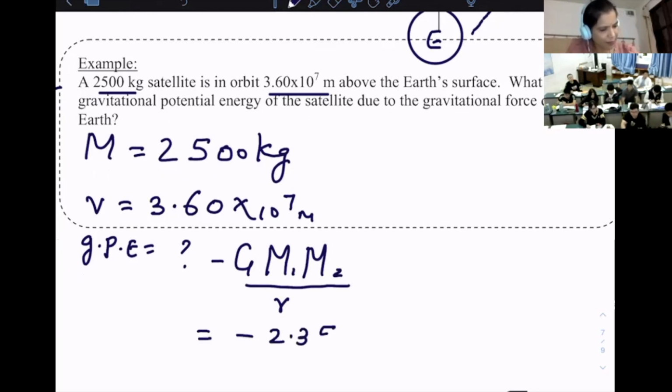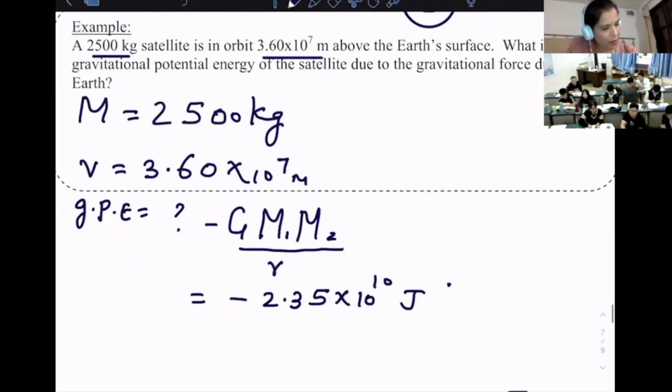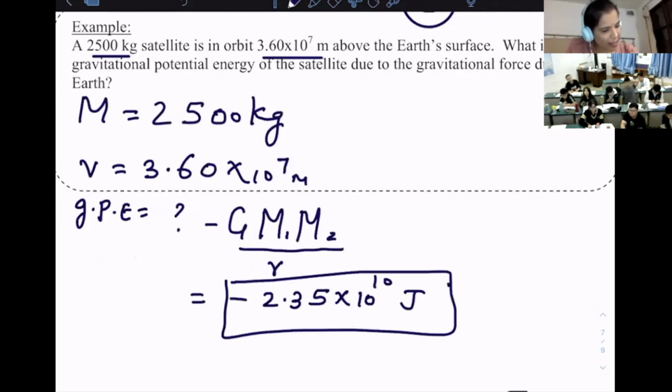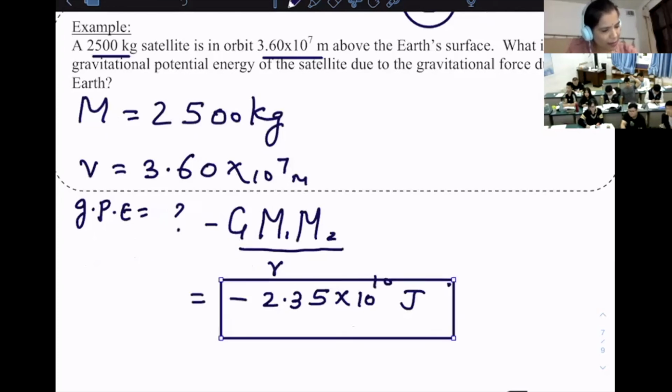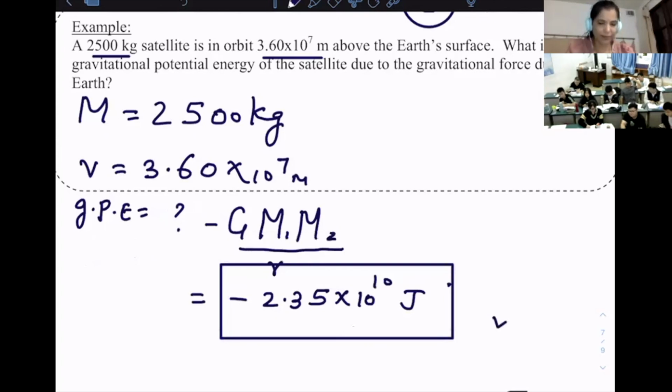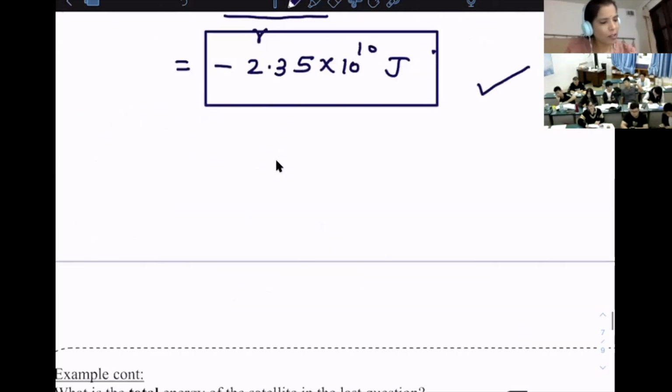2.35 times 10 to the power of 10. 10 to the power of 10 what? Joules. Okay. So if you have this answer, it is correct. Now, the next question is a bit challenging. Are you all still working on this problem? No, we finished. Okay.